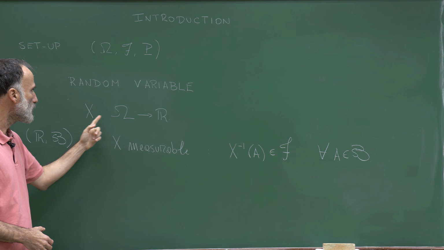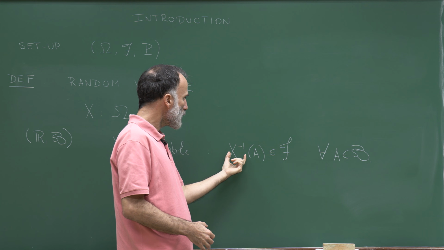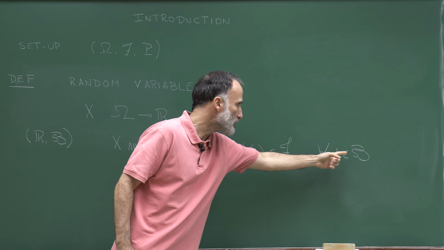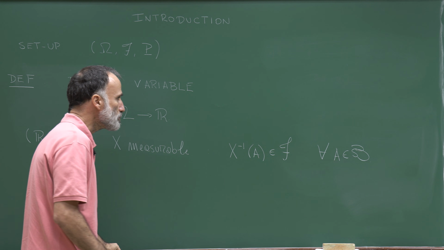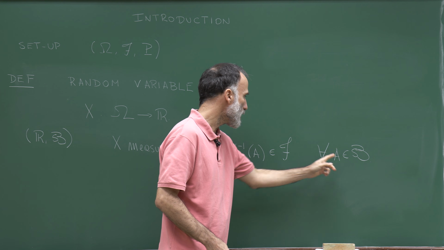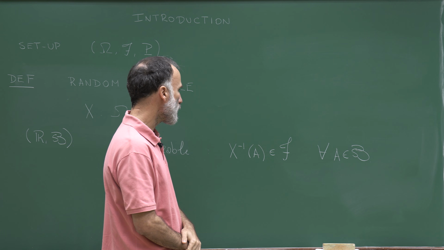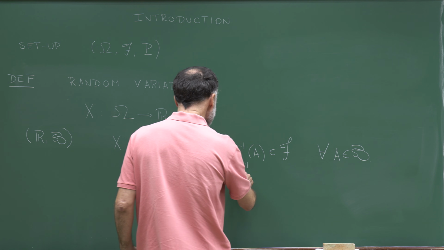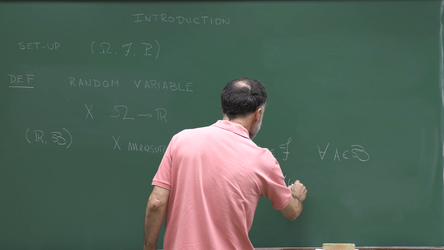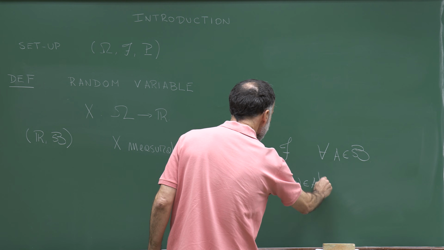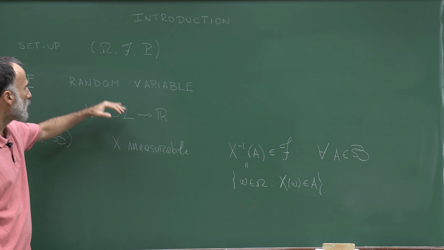So a function X from omega to R, which has the following property, that if you take the inverse image of any element of B, it belongs to the sigma algebra F. So this means that for all Borel sets A, the inverse image of A by X is an element of the sigma algebra F. Remember that this set represents the set of all omegas in omega such that X of omega belongs to A. So in the context of probability theory, measurable functions are called random variables.